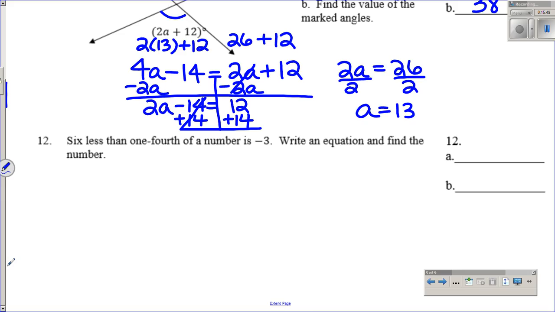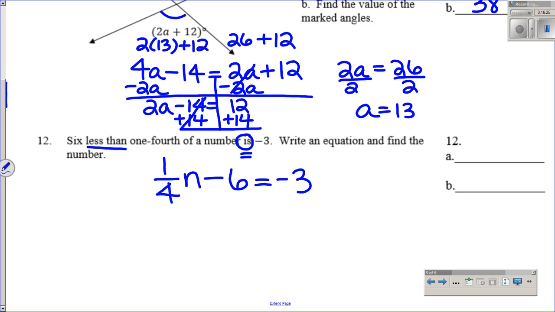Okay, number 12, they're just giving us an algebra equation verbally with words, and we have to translate it into an equation algebraically. So it says 6 less than, okay, so remember this is one of our turnaround words. We're going to subtract 6 from 1/4 of a number. So we're going to say 1/4 times a number minus 6. Here's the key word is, so that's where we put our equals. So equals -3.